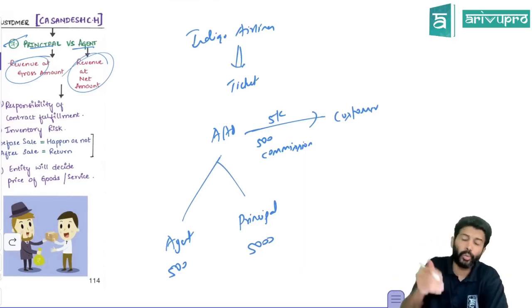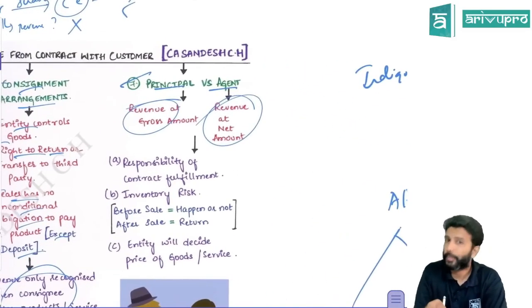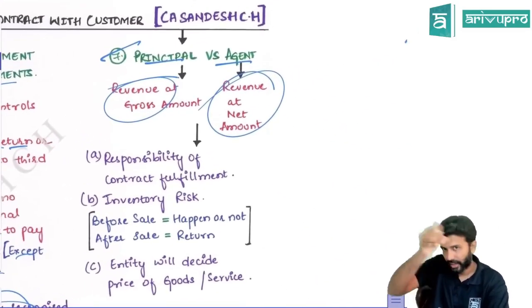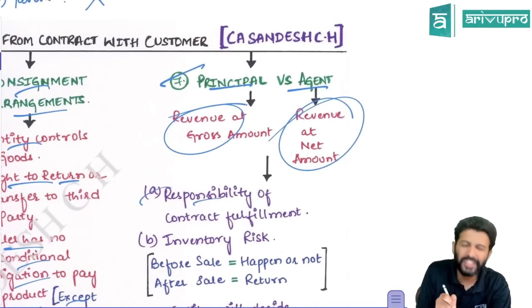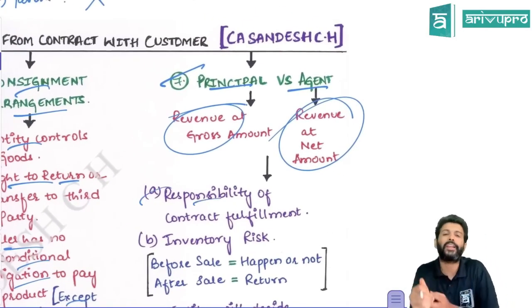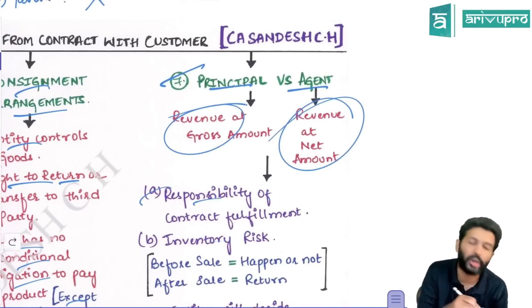Okay. So how do you decide whether he's a principal or an agent? If you want to say that you are a principal, there are certain conditions using which you can decode whether you are a principal. Basically, the principal is the entity that is primarily responsible for fulfilling the contract.